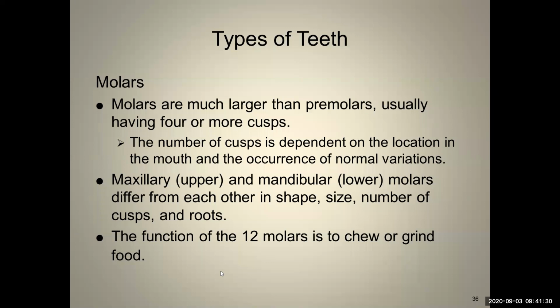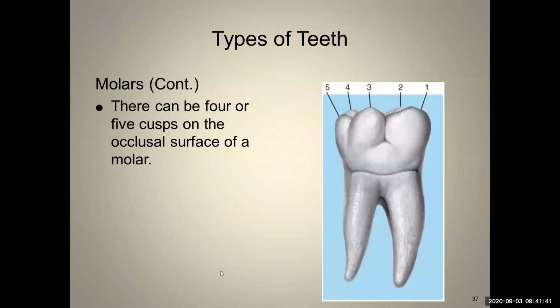So the takeaway from these chapters, my friends, is to know what the form and function is. We are going to have a whole chapter on each of these class types. So how many cusps? They can have 4 or more cusps. There can be 4 or 5 cusps on the occlusal surface of a molar.